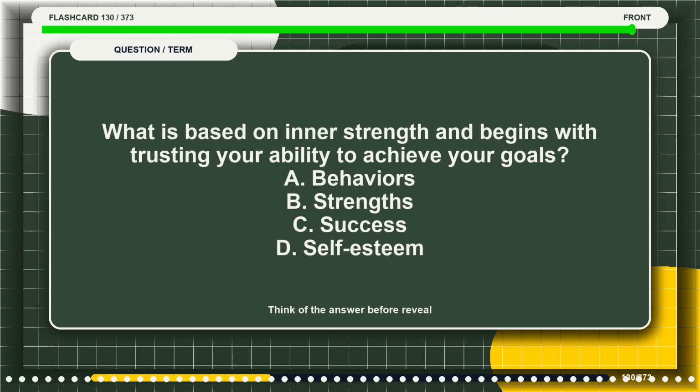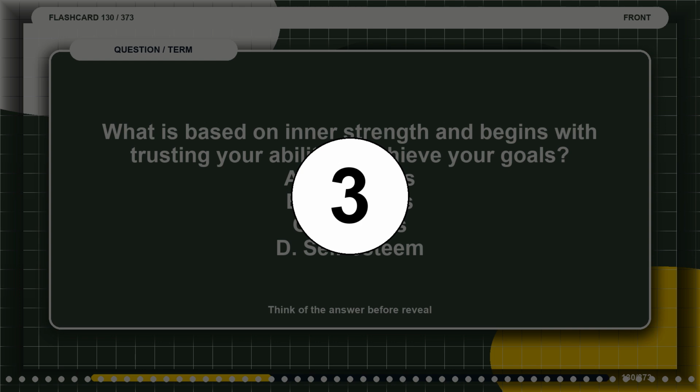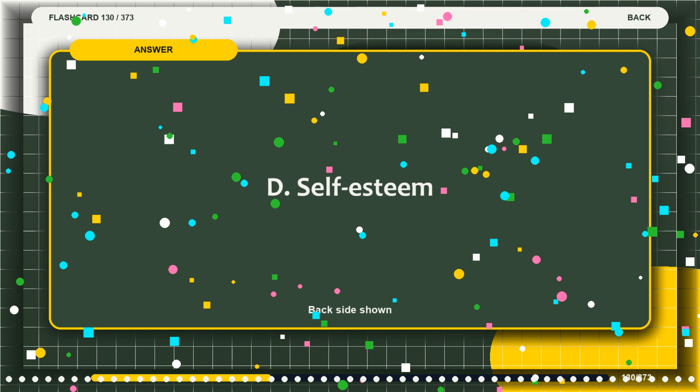Flashcard 130. What is based on inner strength and begins with trusting your ability to achieve your goals? A. Behaviors. B. Strength. C. Success. D. Self-esteem. Think of the answer before the reveal. The answer is D. Self-esteem.